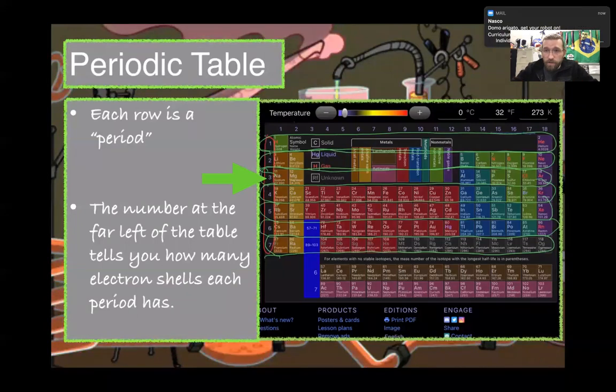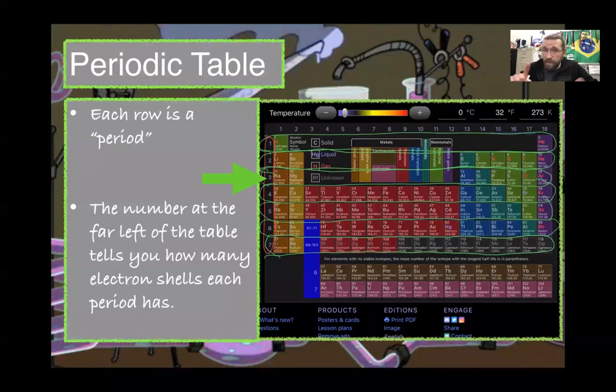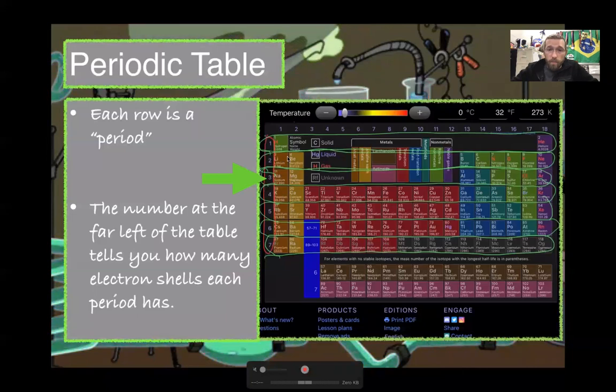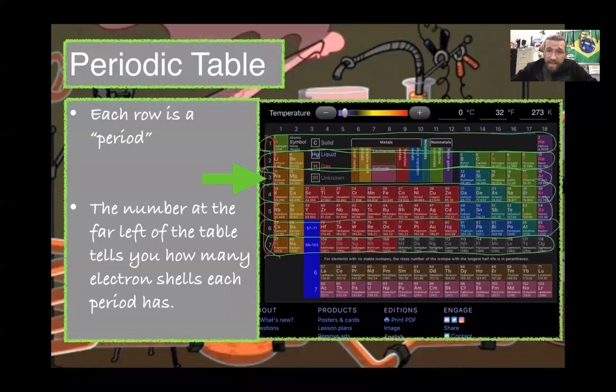Hydrogen and helium both have one electron shell. That's it. They have either one electron floating around or two electrons floating around in a single shell around the nucleus. When you get down to lithium, beryllium, boron, carbon, nitrogen, oxygen, fluorine, and neon, all of those in period two, now you have two electron shells. You go down to sodium, and now you have three electron shells, and all of those in that row. All of them in period four have four electron shells. So that is one of the ways we organize this table.